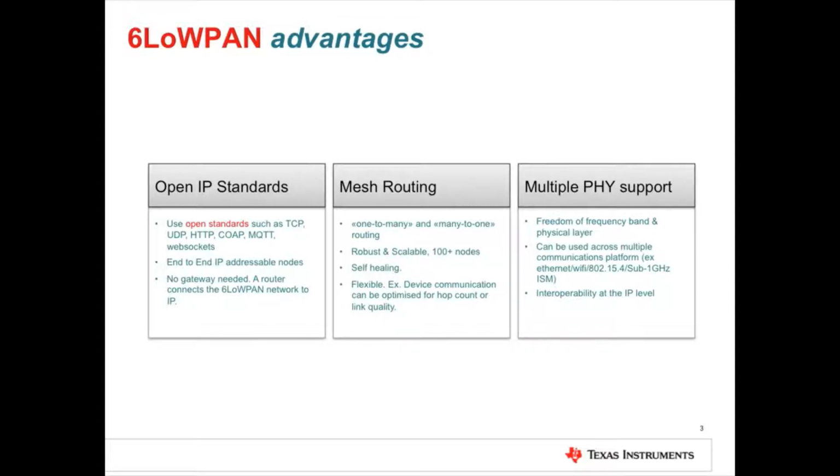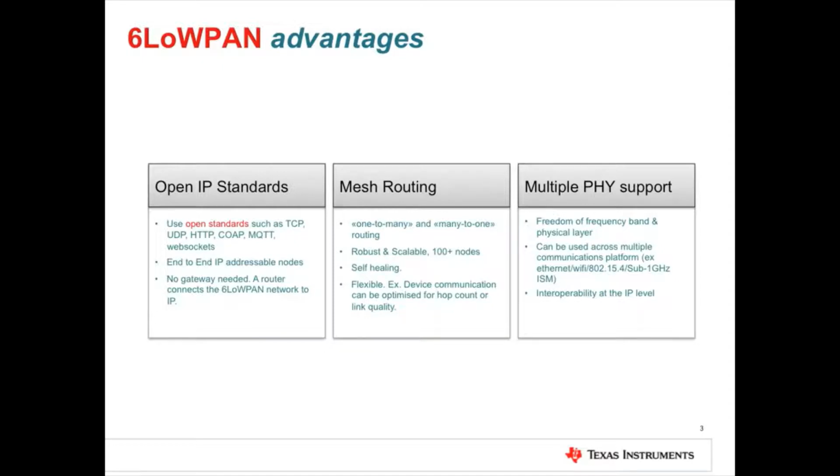Secondly, mesh routing enables networks to become more robust with large size because more nodes can talk to one another. The network is self-healing and performance can be optimized for either hop count or link quality. If a transmission path between two nodes is broken, a new path will automatically form.